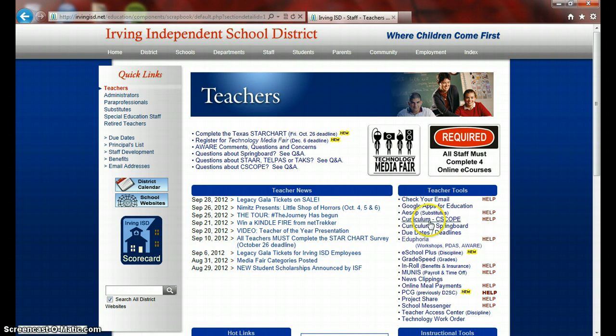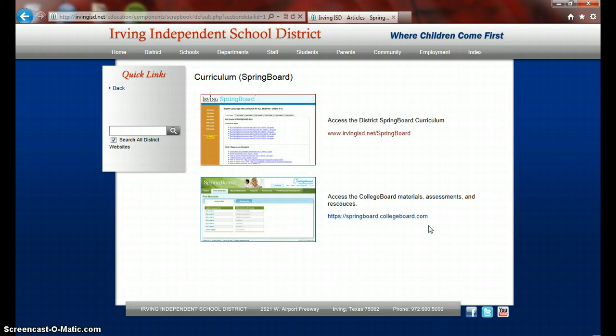To begin with, you want to go to the Curriculum Springboard site on the Teacher Tools page. You'll see that the district has two Springboard sites for us to use. We have the actual College Board site, and then we have a district site that's been set up for the curriculum maps. We'll look at that one later, but I would tell you to always start with the College Board Springboard site.